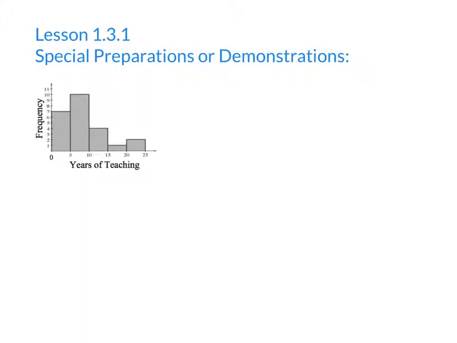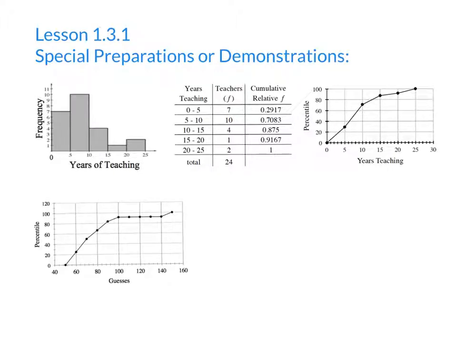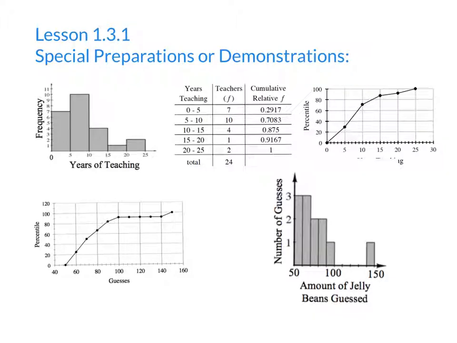Lesson 1.3.1 includes problems that begin with a histogram and require finding cumulative relative frequencies and then constructing an ogive. Also, problems that start with an ogive and require working backwards to create the histogram. You might wish to practice these techniques before the lesson to increase your comfort with them.